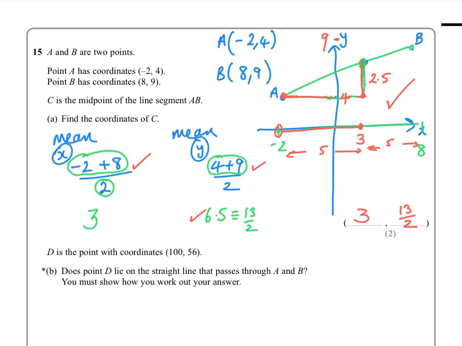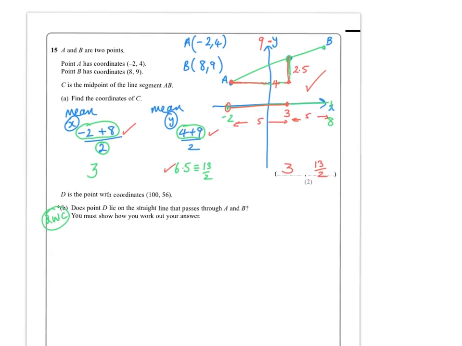That's how I'd leave it. In this next part, we've got QWC again. It says D is the point with coordinates 100, 56. Does D lie on the straight line that passes through A and B? So there's going to be a whole lot of ways of being able to do this question.